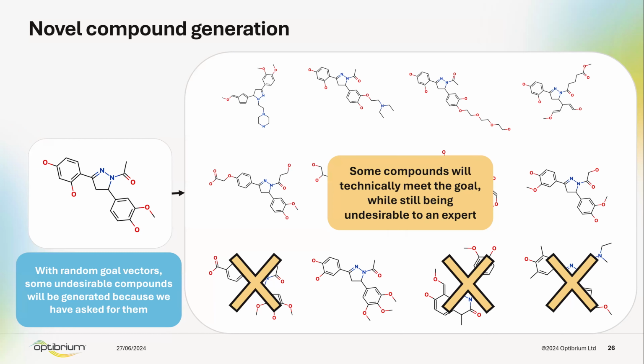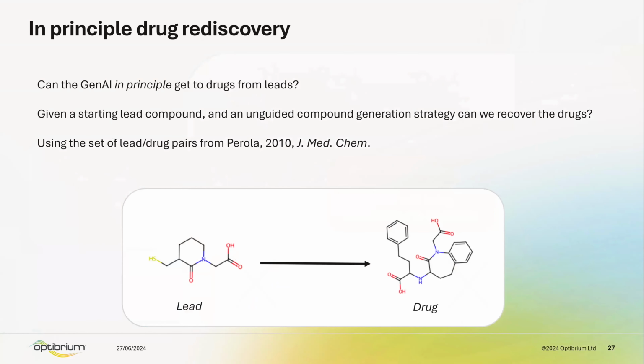So the next test is, can the generative AI get from drug-like compounds to lead-like compounds? This is a similar approach to the one we took with the last test. We take a starting lead compound and an unguided compound generation strategy. So we're just randomly generating related compounds nearby in chemical space and picking the closest ones each time for a set of iterations. And we just want to see, can we go from a lead-like compound on the left to something drug-like on the right?